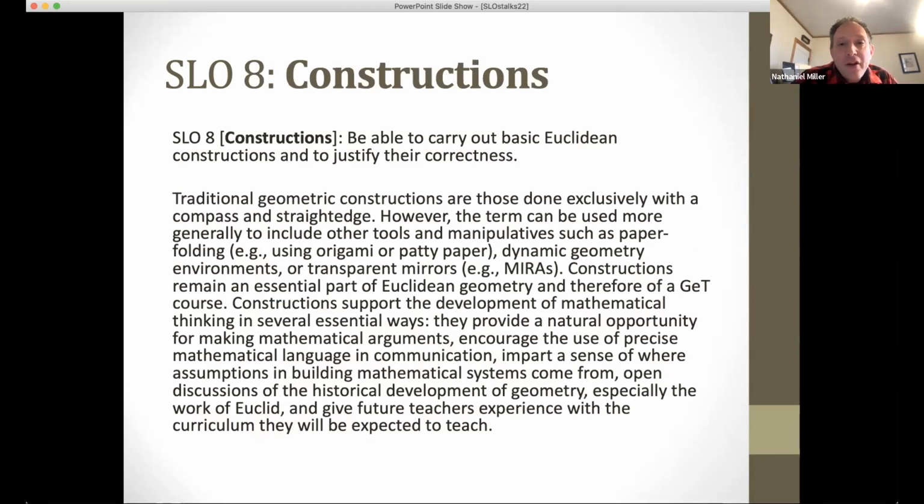Constructions: we'd like them to be able to carry out basic Euclidean constructions and justify them. And this is really important because this is something that's done a lot in the secondary curriculum, but often in a not very thoughtful way, where it's more about, can you just do a construction? And the really nice thing here is that constructions are a beautiful way into proof for students, that being able to explicitly say, oh yeah, you do this step and then this step and then this step, and then here's how we know what you get. It's a really nice place for students to enter into giving proofs.